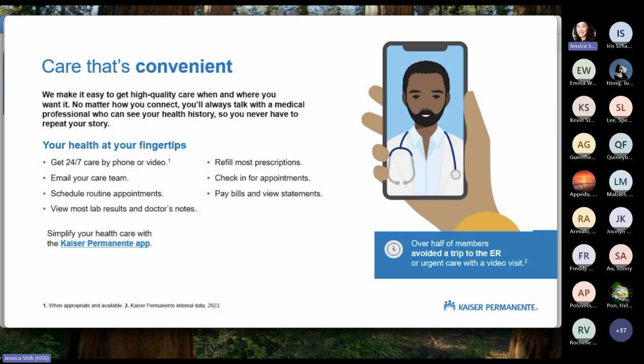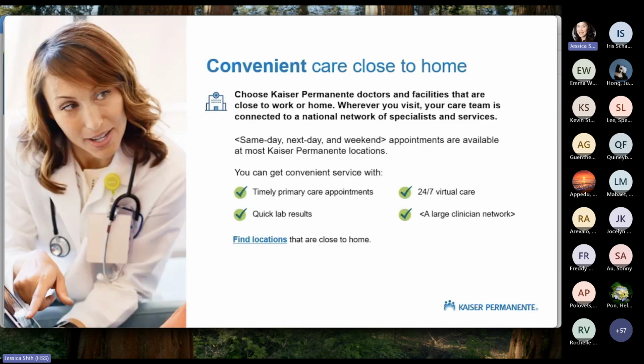If you prefer to visit us in person, it's easy to schedule an appointment at a location near you. No matter where you are, your Kaiser Permanente care team can see your medical history on your electronic health record, so you never have to repeat your story. And because services are connected, many Kaiser Permanente facilities have pharmacies, labs, and other services all in the same building, so you can get more done in fewer stops.